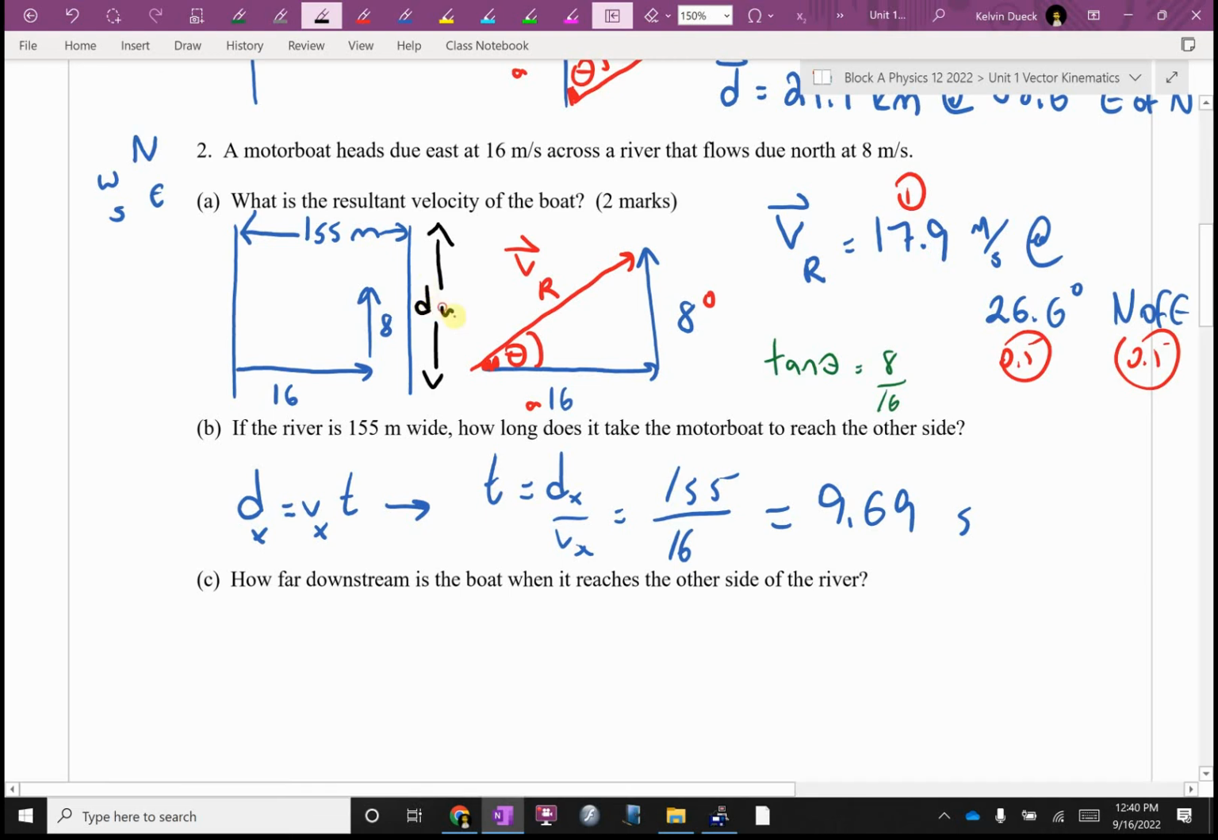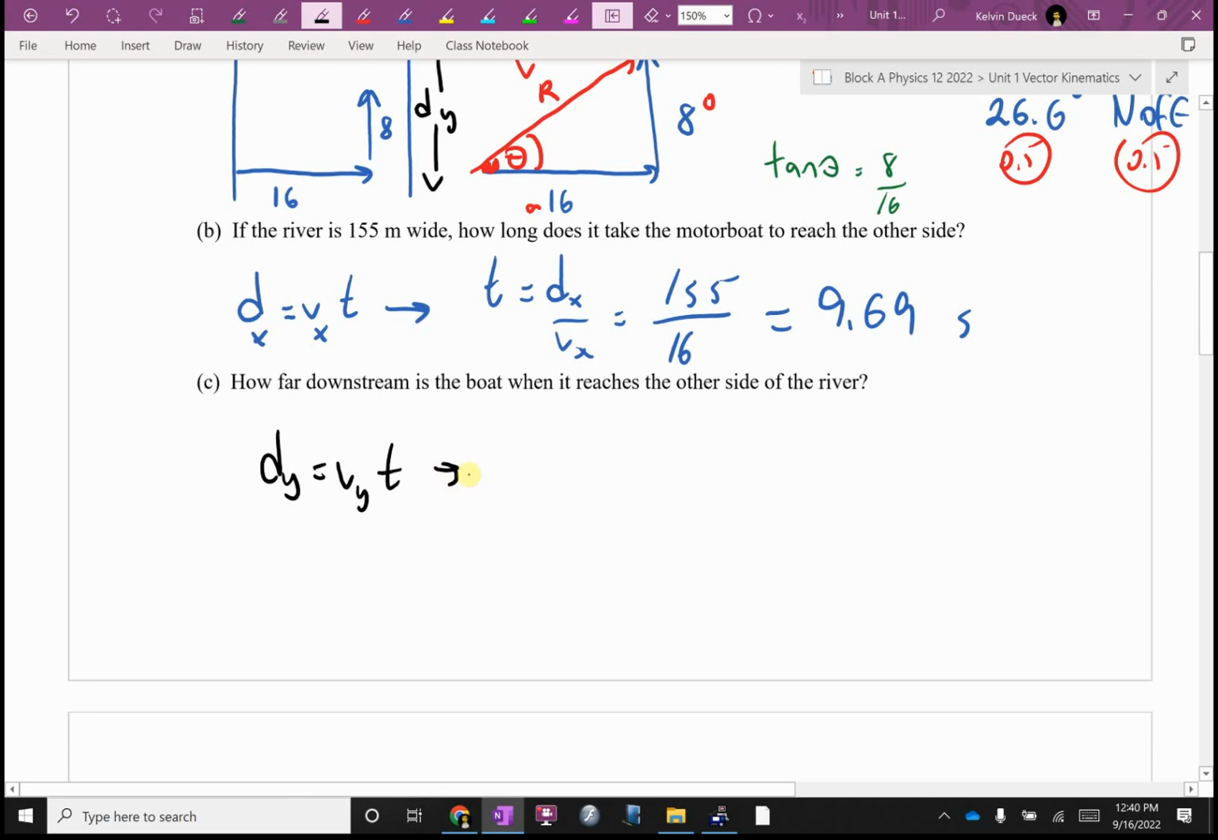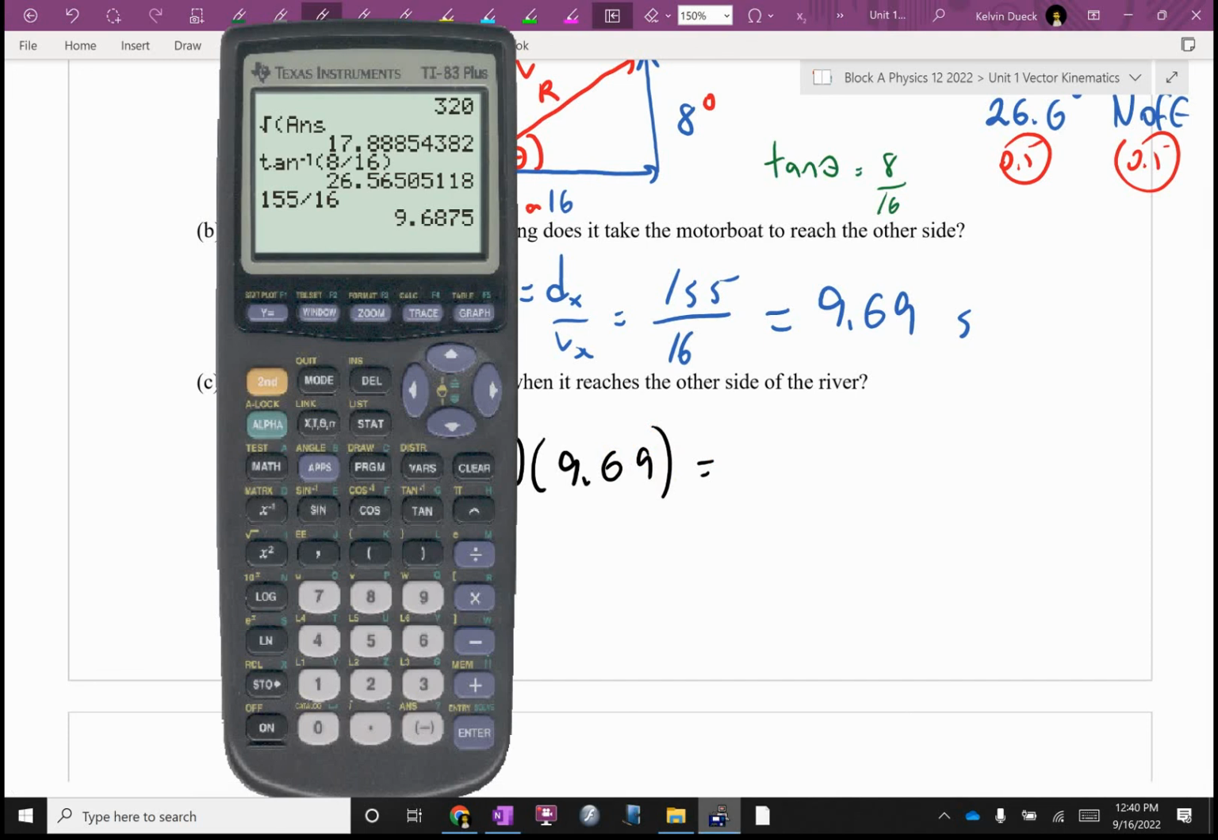Okay, sorry. So I'm going to say that dy equals vyt plus a half AT squared. Oh, what's A? 0. So no plus a half AT squared. I've got the d by itself already. It's going to be plug and chug. It's going to be Vy, which is 8, times my answer. I'm going to write 9.69, but because I have a good calculator, I'm going to use my answer button.